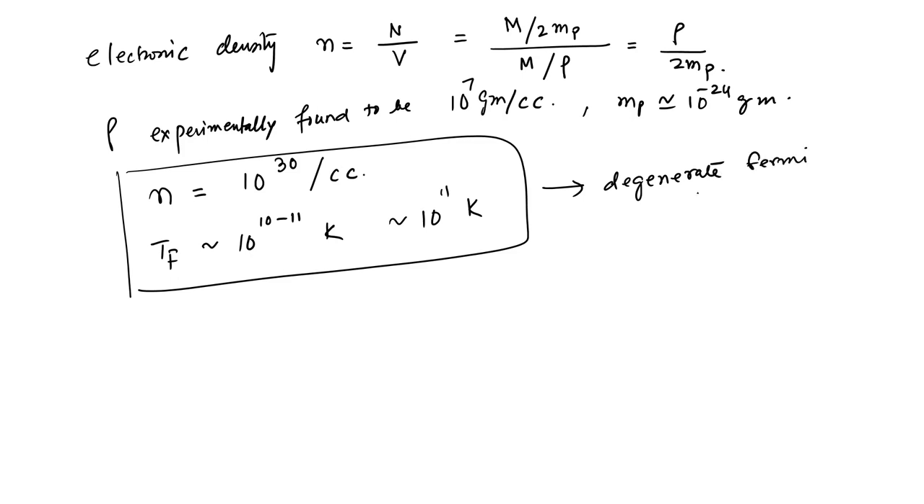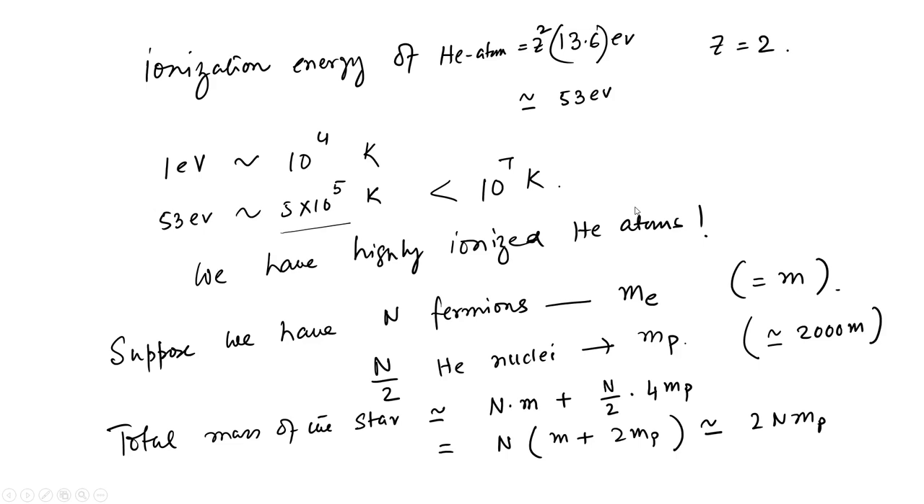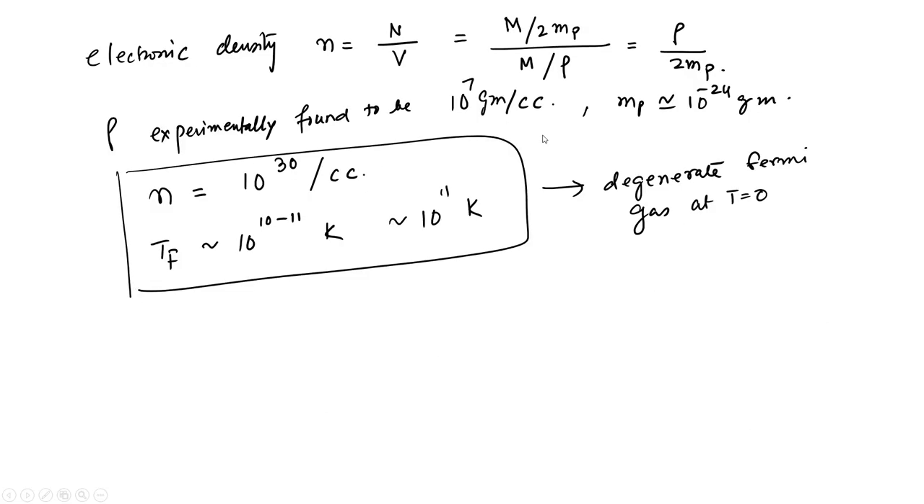Highly degenerate Fermi gas, and we'll write at T equal to 0, because the temperature that we are talking about inside the Sun is 10 to the power 7 Kelvin. So, this is nothing but the degenerate Fermi gas at T equal to 0. But a little more information is required, because we want to know whether the gas is relativistic or non-relativistic, in which case we can find out the Fermi momentum.